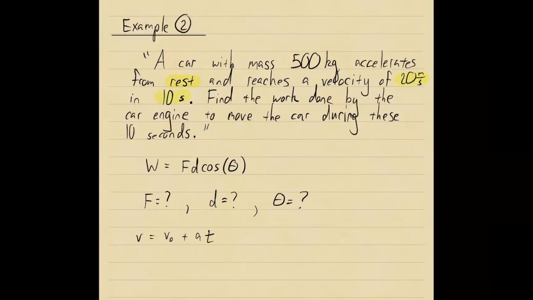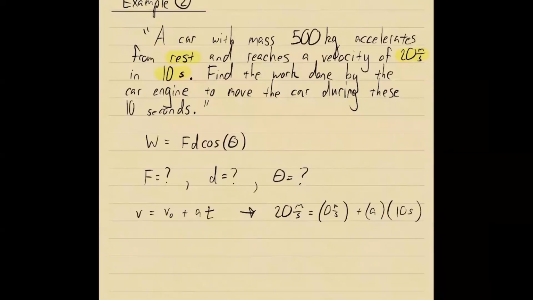So using this information, this equation becomes: our final velocity, which is 20 meters per second, is equal to our initial velocity, 0 meters per second, plus our acceleration, a, times time, which is 10 seconds. If we divide both sides by 10 seconds, we get that our acceleration for this problem is 2 meters per second squared.